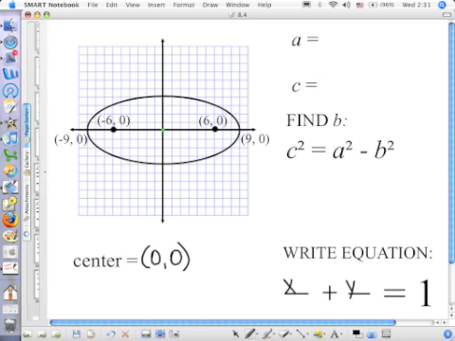Horizontally. Okay? This, your y-axis, is shorter. So it's the minor axis. All right? Can someone tell me the value of A? 9. The value of A is 9. C is 6. How do I get that?